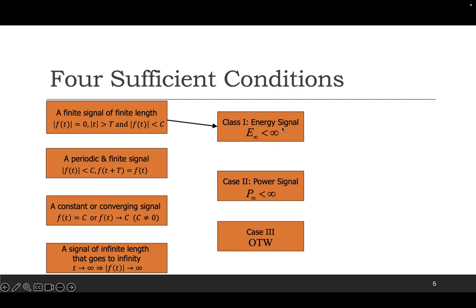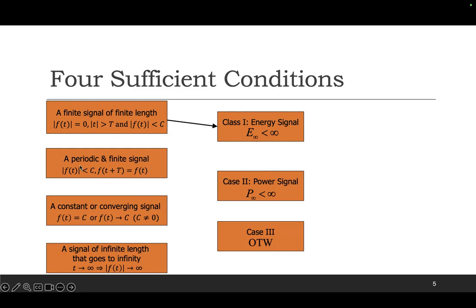For energy signals, we have the definition of what kind of signal is an energy signal, and we talked about how to calculate the energy and how to calculate the power. We have these equations. If you calculate the energy and the power for this kind of signal, you can definitely find these signals belong to class 1.